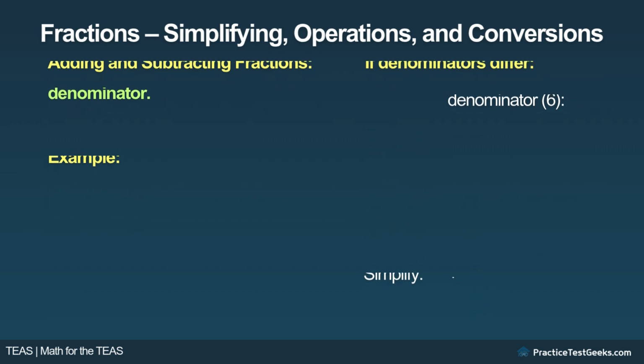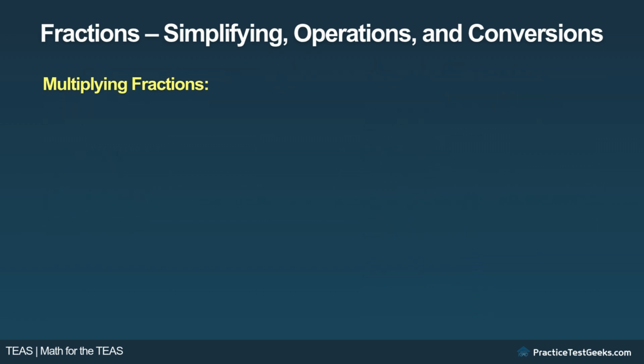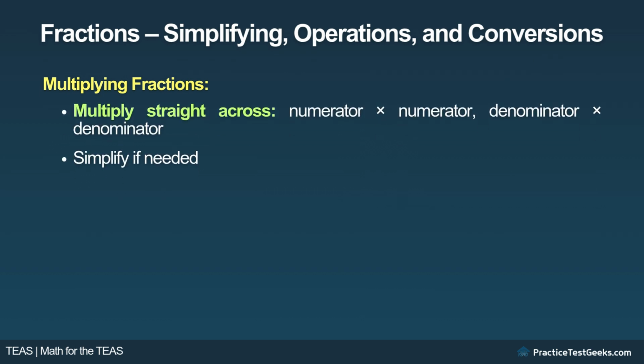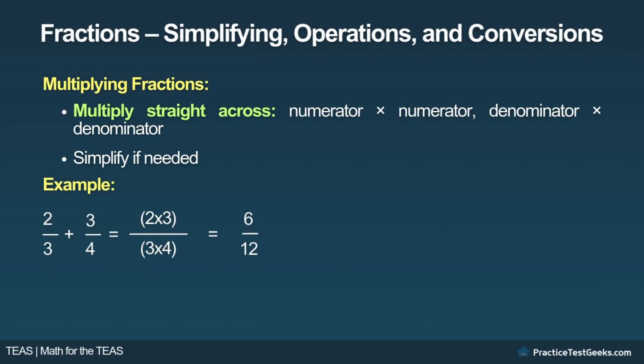Moving on, let's cover multiplying fractions. Just multiply straight across, top times top, bottom times bottom. Example, 2/3 times 3/4 equals 6/12, which simplifies to 1/2.